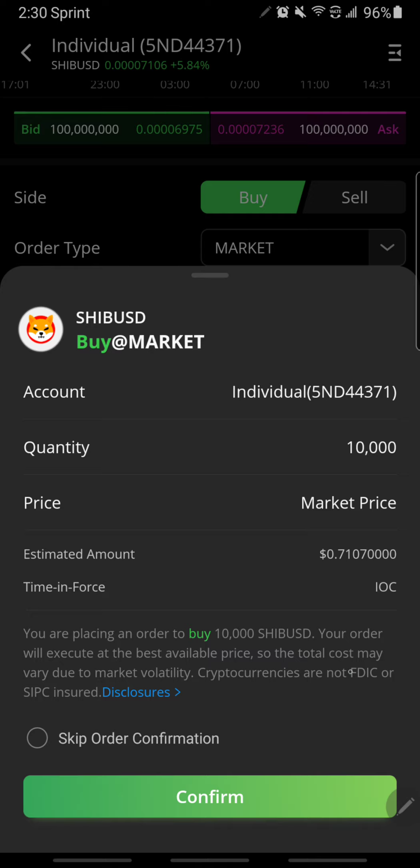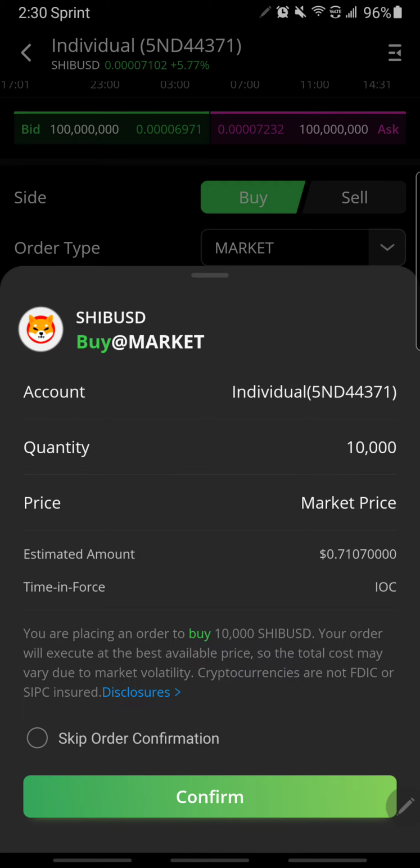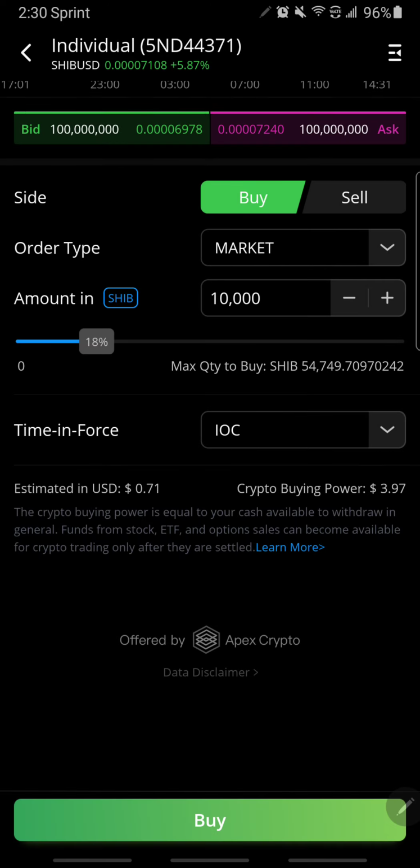So this is the price that's going to cost me. I don't know what the transaction fee is going to be. Crypto trading is not available at this moment. No kidding. Okay, so there you have it, folks. Crypto trading is not available. Why would they not trade it after hours? I do not understand. But this is how you will go about buying it.